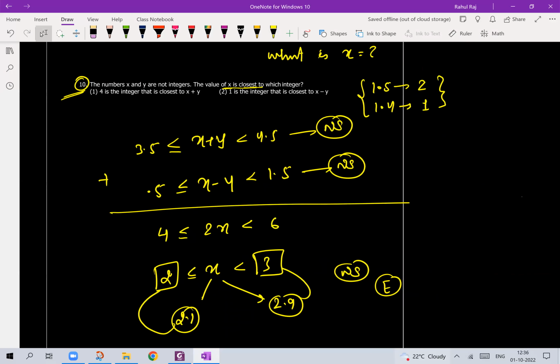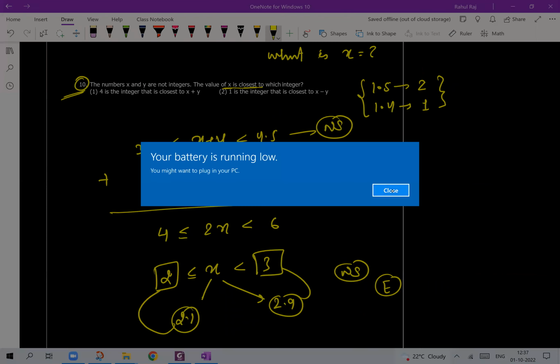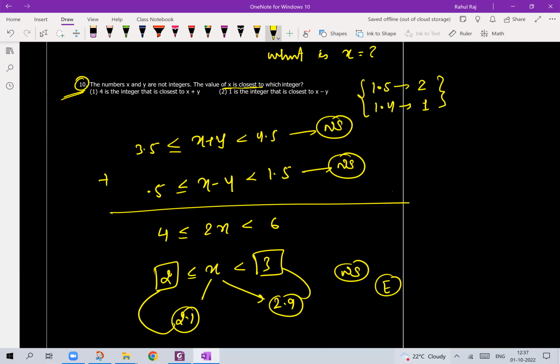The question says the value of x is close to which integer? Now the value of x, when I solved both the equations, I got x lies between 2 and 3. But if x lies between 2 and 3, x can be 2.1. Right? And if x is 2.1, it will be close to integer 2. And if x is 2.9, this will be close to integer 3. So the value of x is close to which integer? I'm getting two values of x. x can be 2.1, close to 2, x can be 2.9, close to 3. So I say not sufficient. E is the straightforward answer.